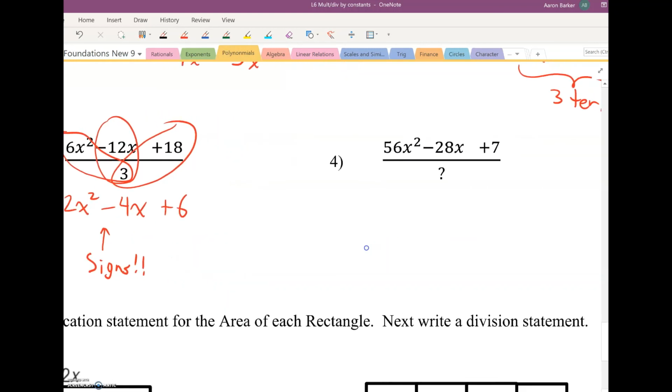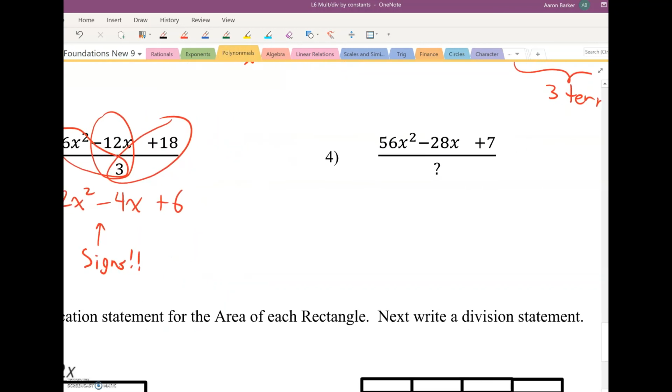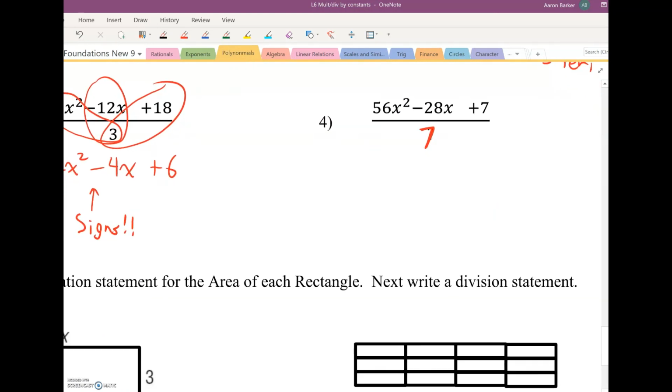Now, question number 4, what could you divide all 3 numbers by? What would you choose as a divisor? Well, we have 56, 28, and 7. So you choose 7. 7 will work for all 3 of them. So 7 is what we would call our GCF. It'd be the greatest common factor. So in grade 10, you decide what to divide by. Grade 9, we usually tell you, but this is just leading in.